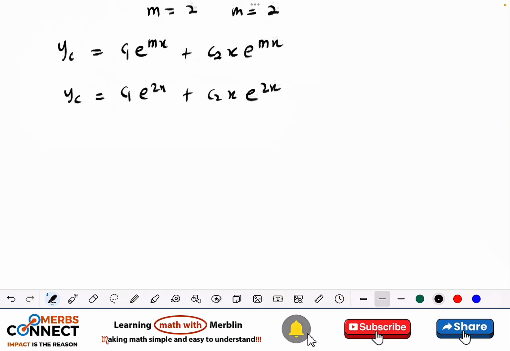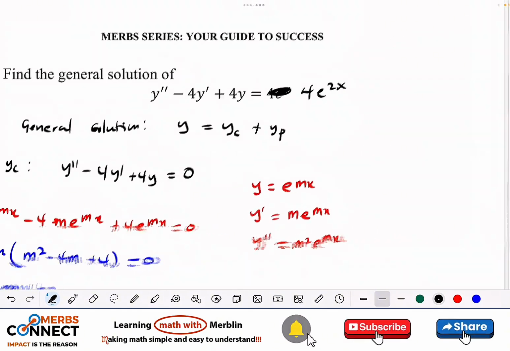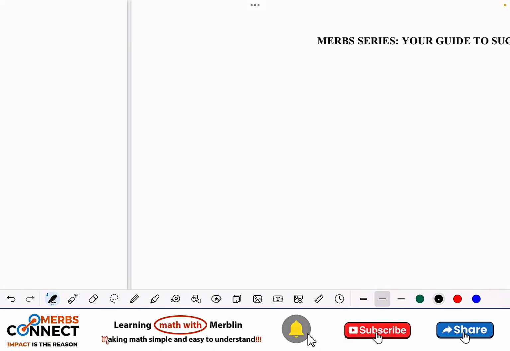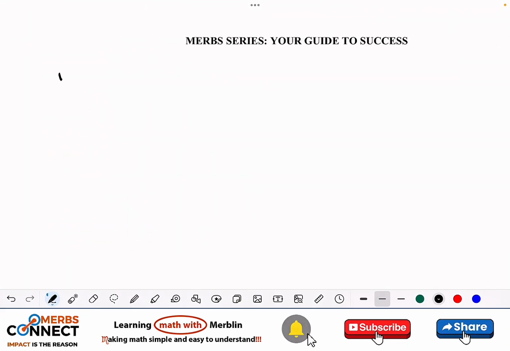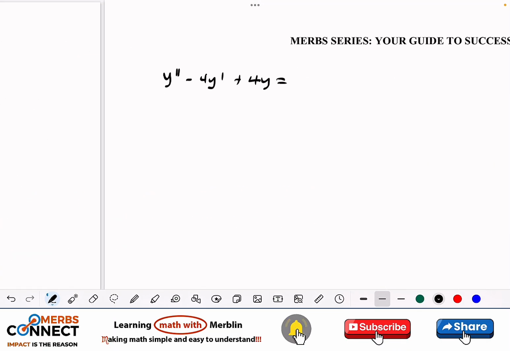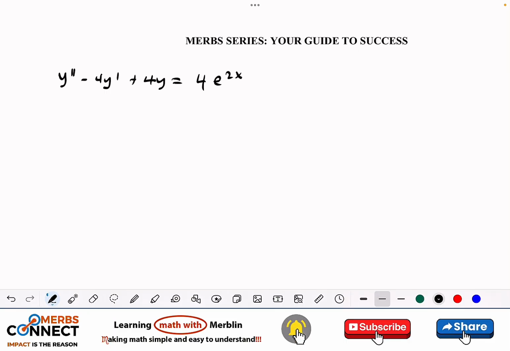the particular solution. So the same thing, let's go to the next page, write down the question, and then we go through the process of checking the guess solution. Minus 4y prime plus 4y, and then I said this one should be 4 e to the power 2x. Right. So now we've gotten the complementary solution, which is equal to c1 e to the power 2x plus c2 x e to the power 2x. Now the general solution is yc plus yp.